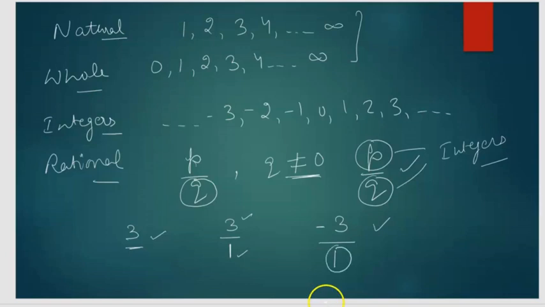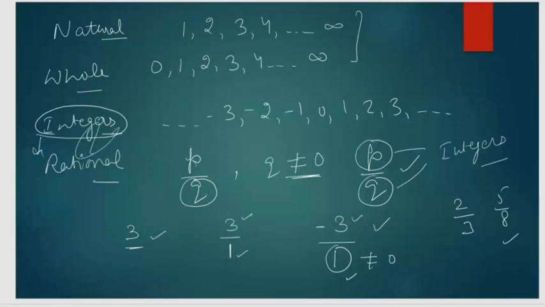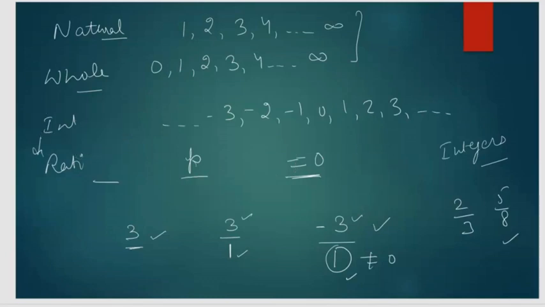So as you can see, the denominator is not equal to 0 and both are integers, so our condition is satisfied, right? So any number like 2 by 3, 5 by 8, these all are rational numbers. It is very clear. But we can say all the integers also are rational numbers. Now next, let's talk about the irrational numbers here.